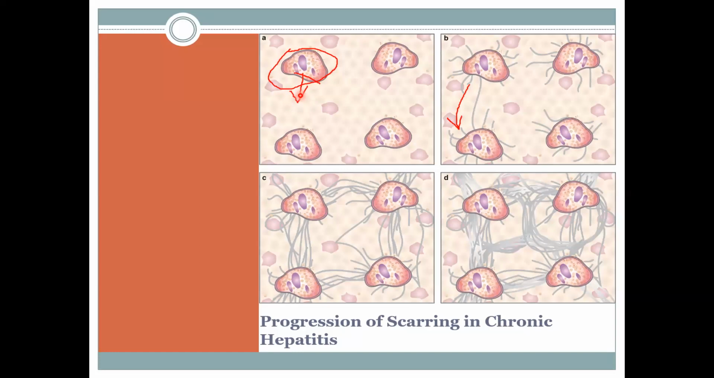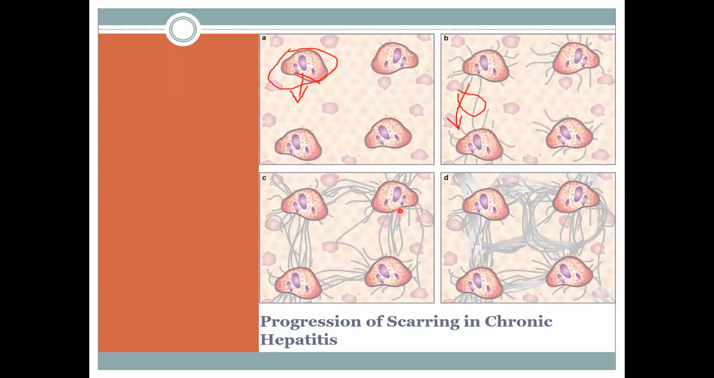Now, this is not going to stay here. It will start to spread from one portal triad to another portal triad, what you call bridging necrosis or bridging inflammatory process, because it's bridging two nearby or adjacent portal triads. Now, inflammation is going to heal at one point in time, and the healing will happen by fibrosis. And the fibrosis is going to extend from one portal tract into the next portal tract, resulting in what is known as bridging fibrosis.